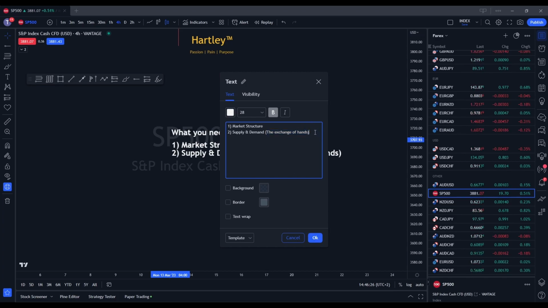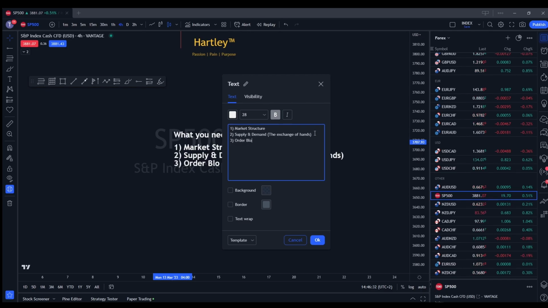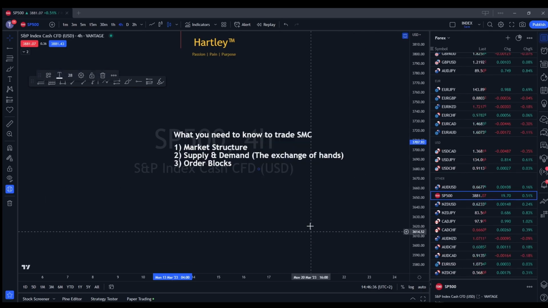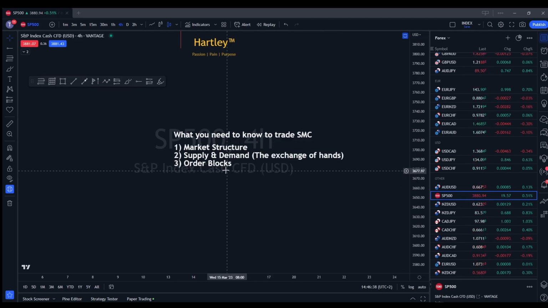The next thing after supply and demand is order blocks, right? Everyone tries to learn order blocks first. That's like the wrong order. Everyone comes into Smart Money Concepts and they're like, order blocks, what is an order block? So if you're trying to trade order blocks before you understand supply and demand and before you understand market structure, you're going to fail. Every single time you're going to fail, right?